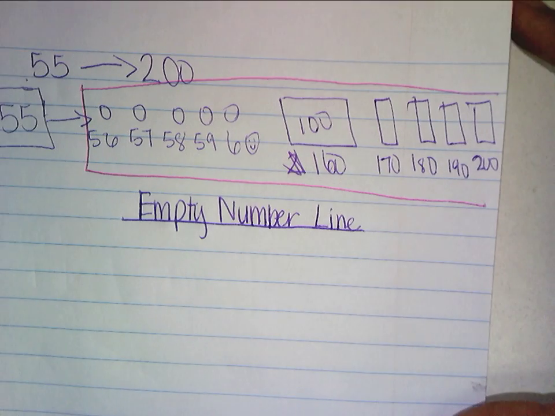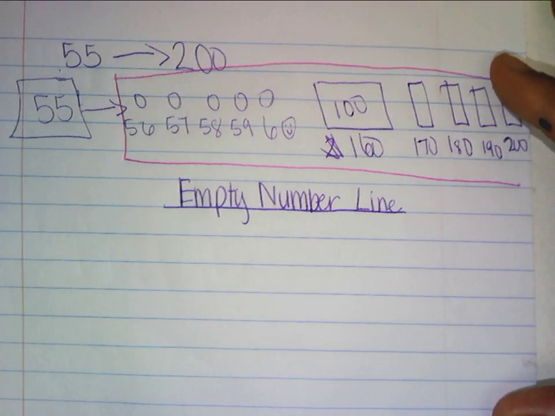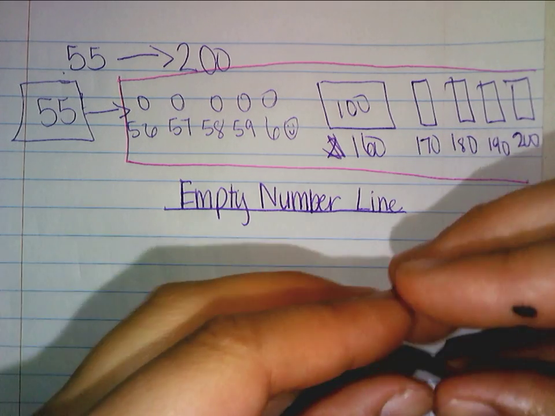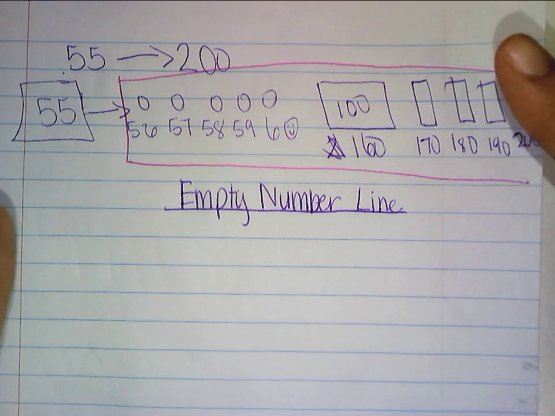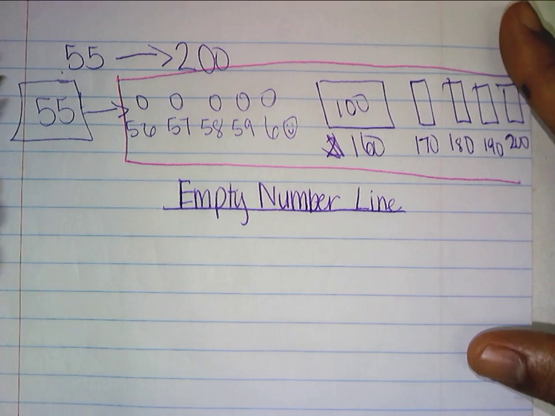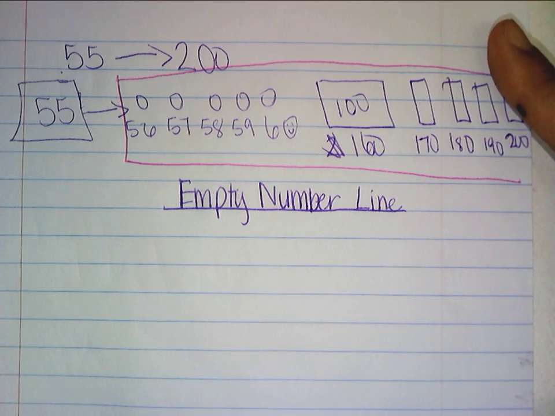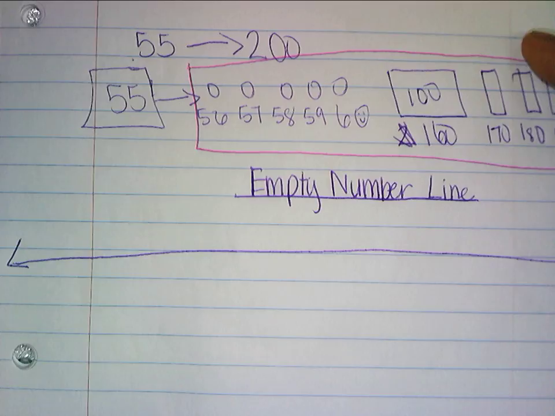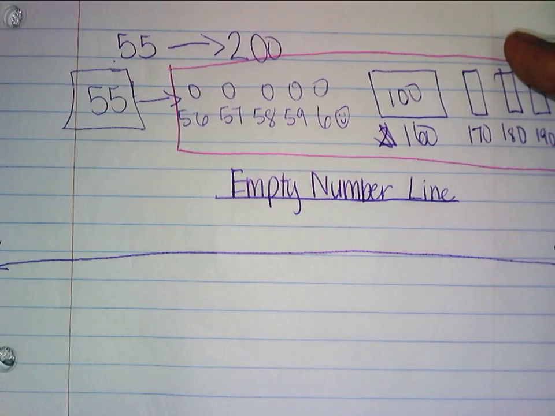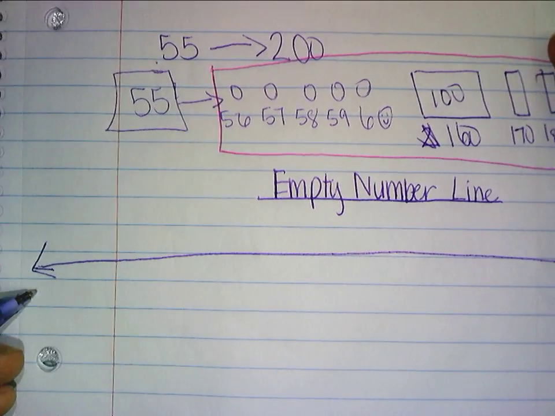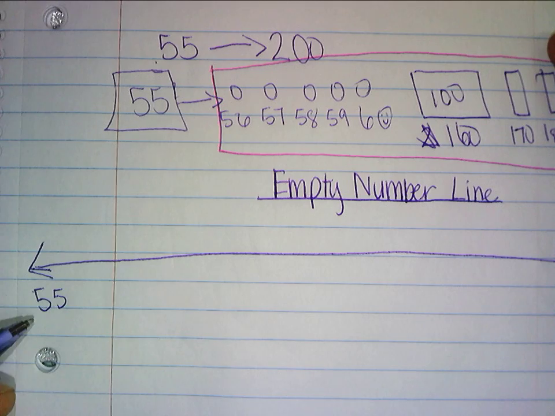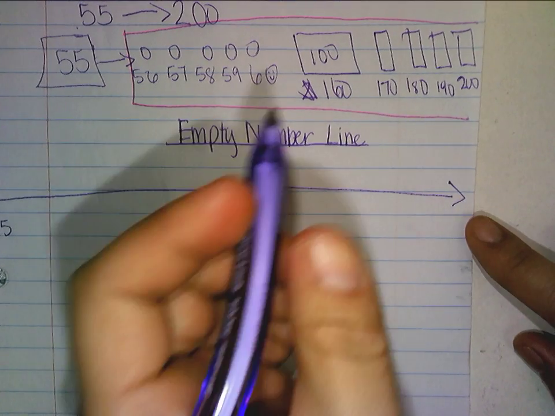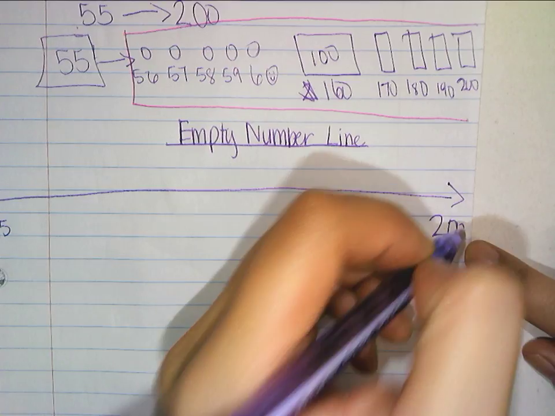Okay, so now we're going to do the same exact thing, but instead of using a quick sketch, you're now going to use an empty number line. So this is an empty number line. It literally is a line with nothing on it. That's what an empty number line looks like. Right here on this end is the number that you start with, which would be that number 55. On this end is the number we end with, 200.